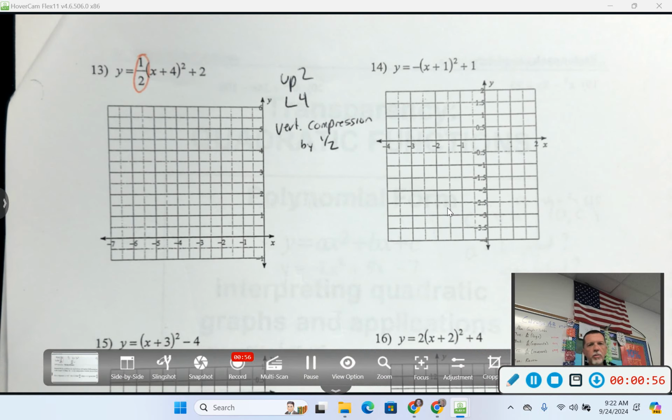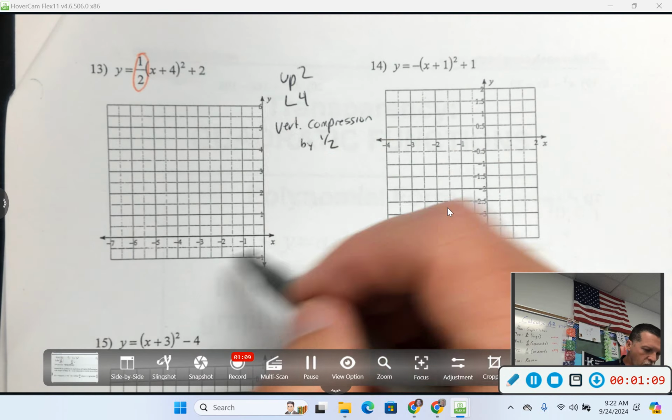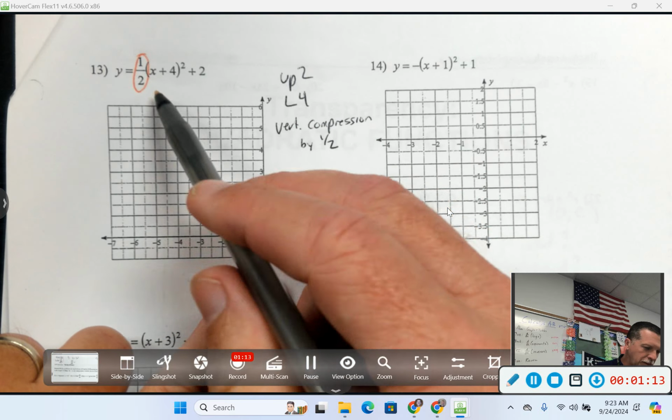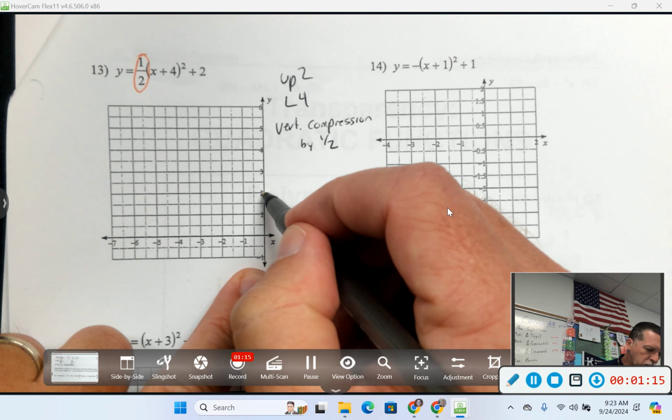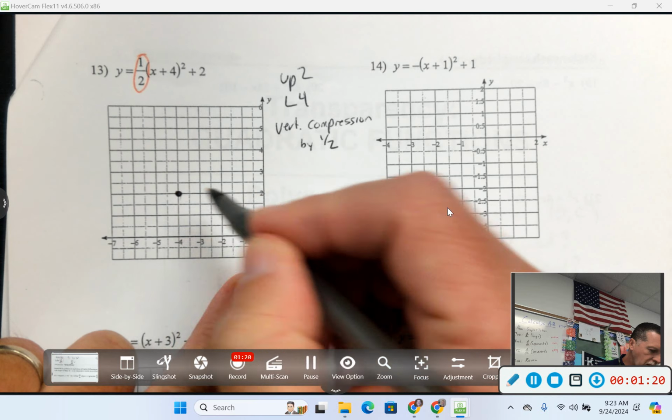Okay, vertical compression by 1/2. Andrew, which of those 2 things would we use first to start to graph this? Up 2 and left 4. Yeah, up 2 and left 4. Oh, another one of those weird graphs where the origin's in a weird spot, hopefully to make the graph fit better. Up 2, left 4, puts us right there.